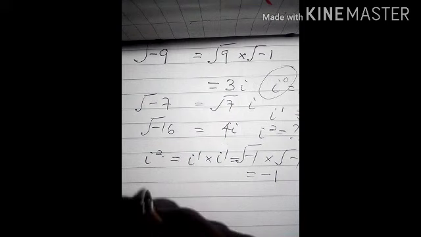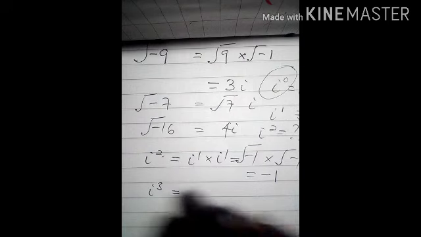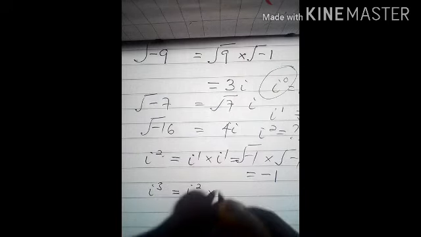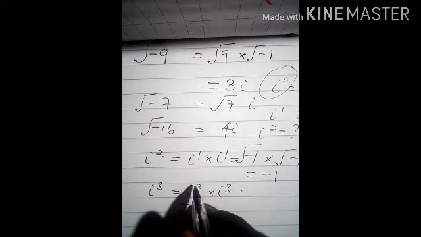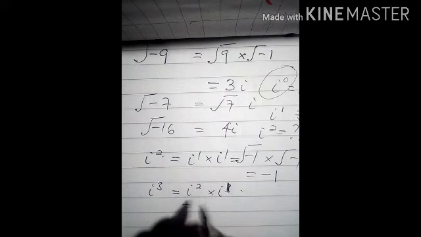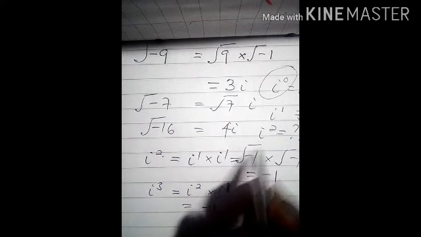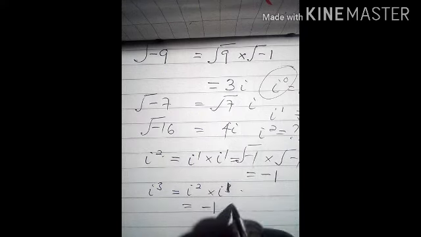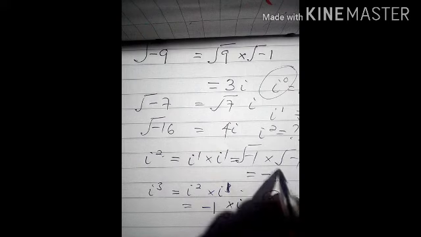So what about i to the power 3? Using the same idea as the indices, i to the power 3 is i to the power 2 times i to the power 1. So i to the power 2 gives us negative 1 here, and i to the power 1 is root of negative 1, which is the same as i. So negative 1 times i gives us negative i.